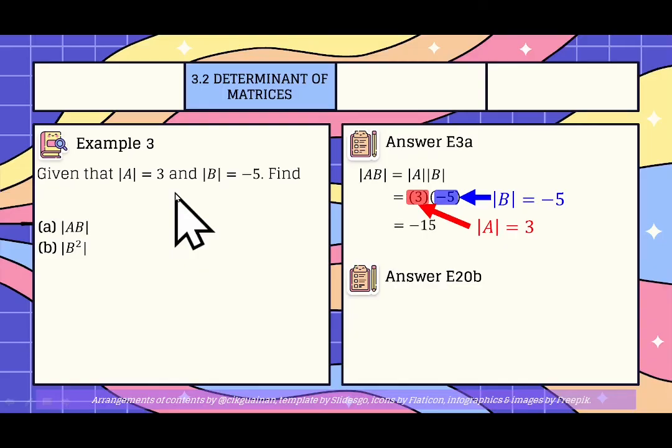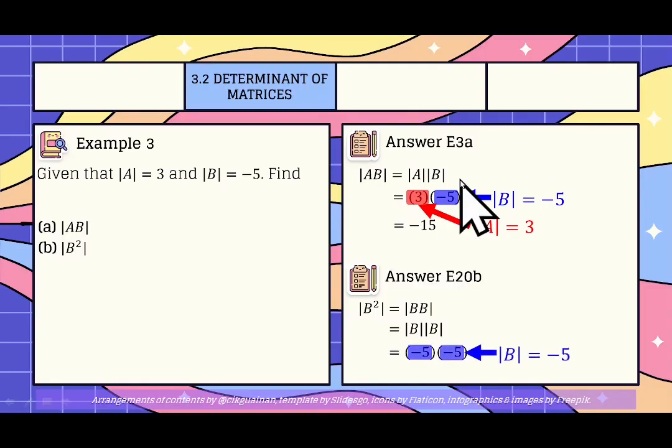For the second one, B squared equals B multiplied by B. This one also shares the same properties as the previous one. So we just separate them like this, and then we substitute minus 5 individually to get 25.